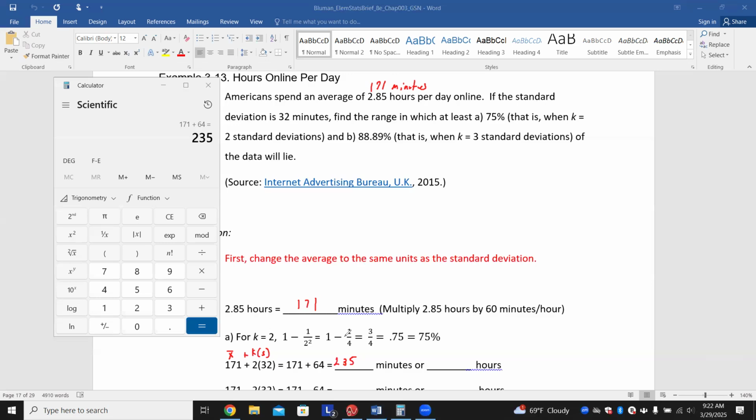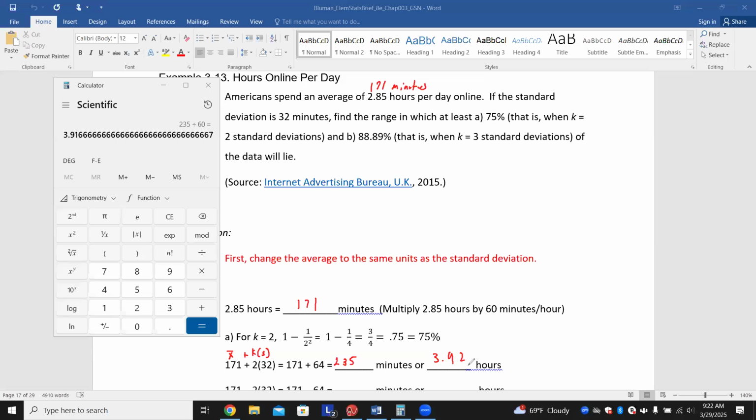Or if you want to put that back in hours, we would simply divide that by 60, and that would roughly be 3.92 hours.